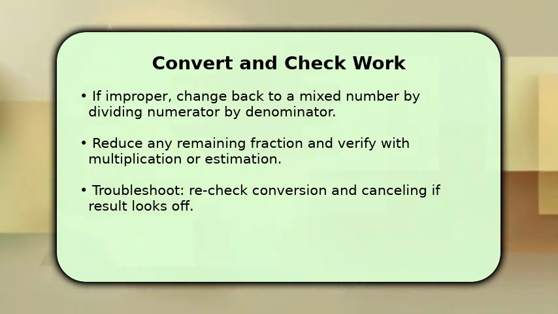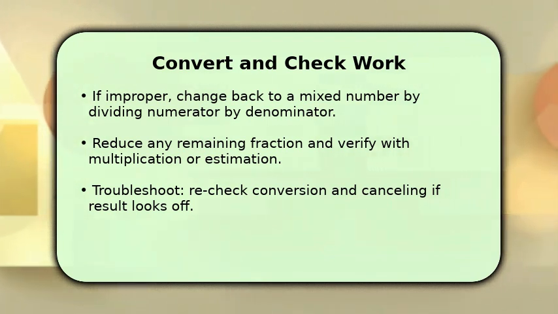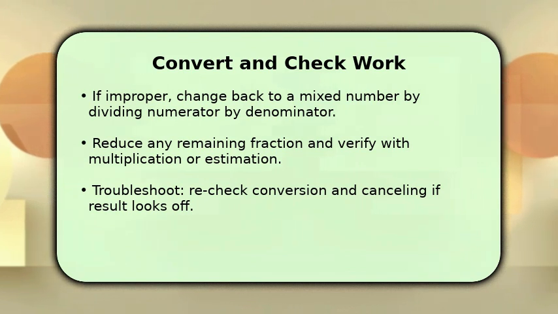Once done, estimate quickly to confirm the answer makes sense. For example, 2 times 1/2 should be about 3. If the result seems wrong, recheck your initial conversions and each canceling step. Most mistakes come from missed reducing or a conversion error.